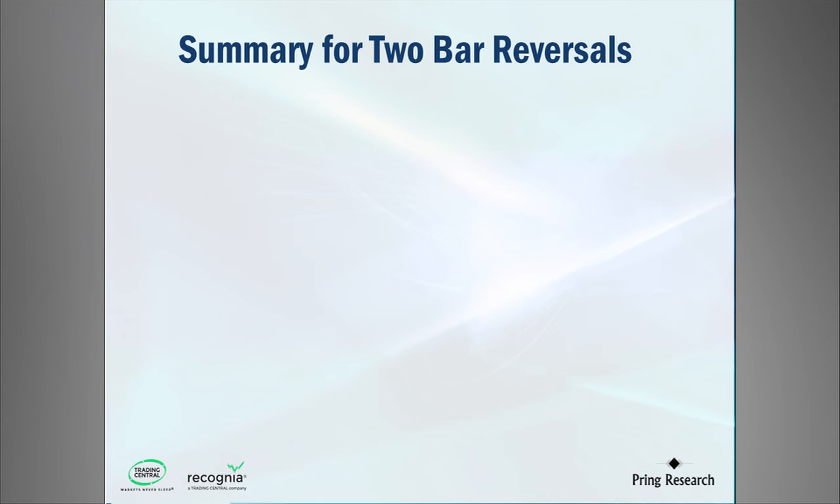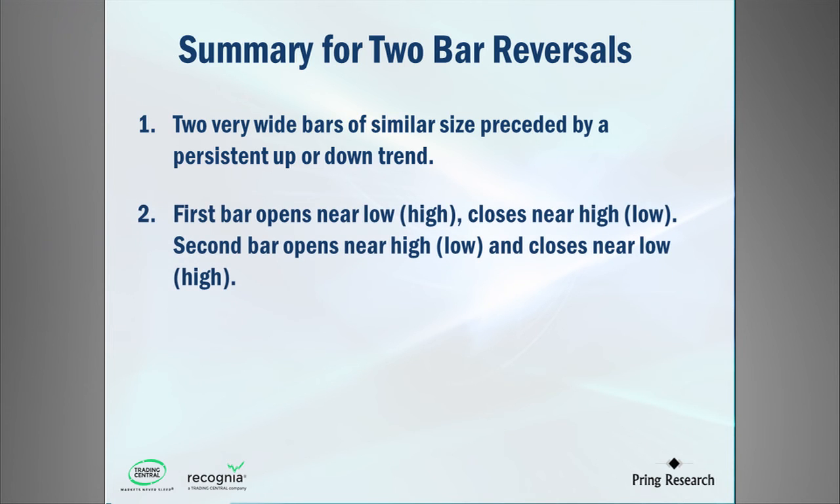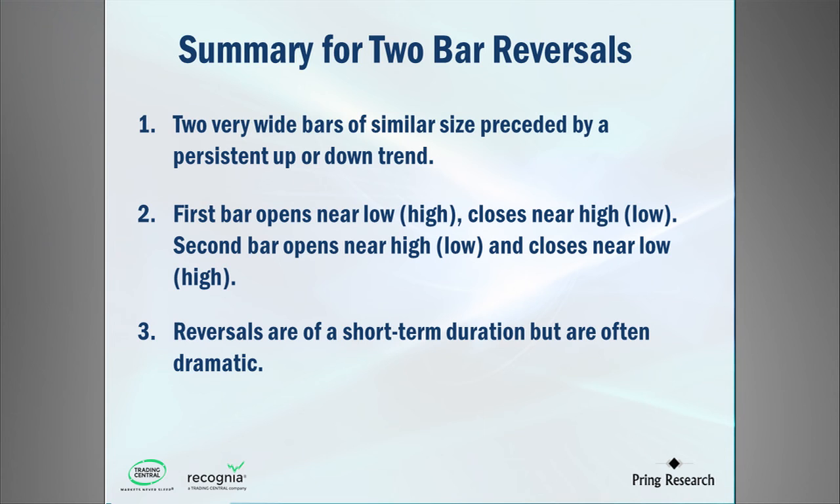Summary for two-bar reversals. 1. Two very wide bars of similar size preceded by a persistent up or downtrend. 2. The first bar opens near the low, closes near the high. The second bar opens near the high and closes near the low, and vice versa. 3. Reversals are of a short-term duration but are often dramatic. And 4. They occasionally result in domino effects.